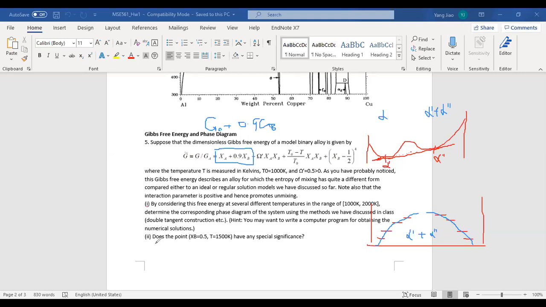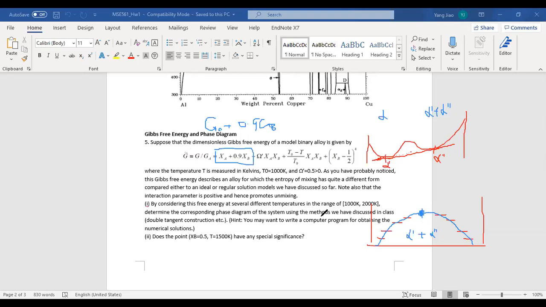Okay. Yeah, that's the point. Does this point have any special significance? If you do this correctly, you'll see that this point is going to be the highest point you see on the phase diagram. It's roughly here. I'll leave the significance part to you. So what is the significance of this particular point?